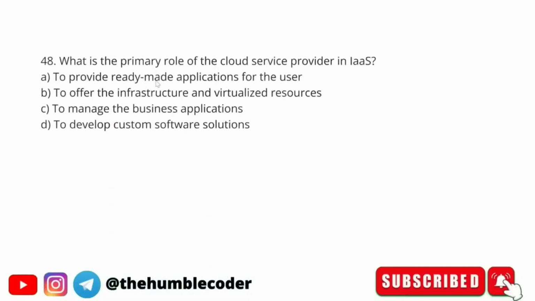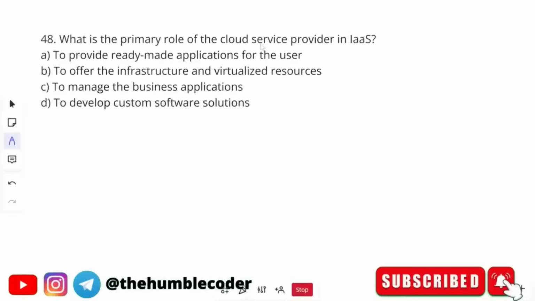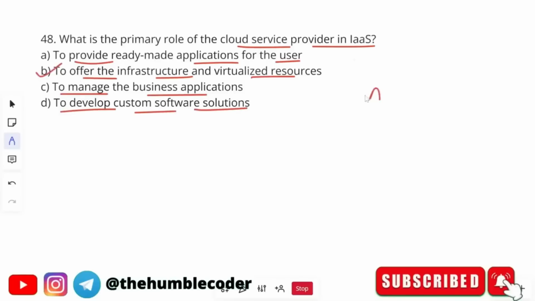Moving on to the next question now. What is the primary role of a cloud service provider in IaaS? The options are, option A, to provide ready-made applications for the user. Option B is to offer infrastructure and virtualized resources. Option C is to manage the business application. Option D is to develop custom software solutions. The correct answer is option number B, that is to offer the infrastructure and virtualized resources.